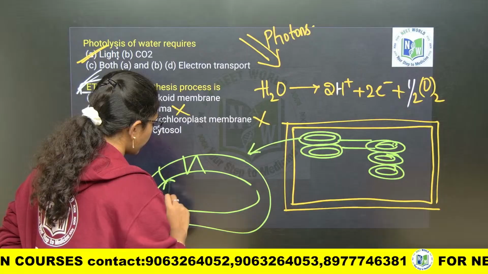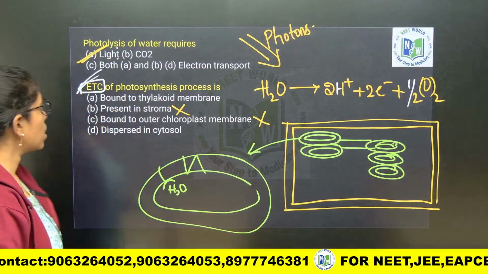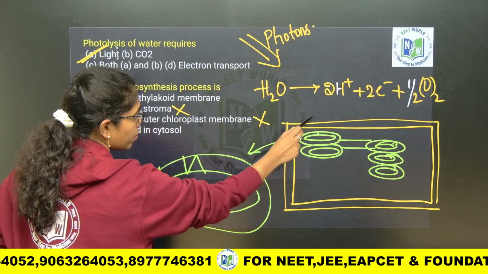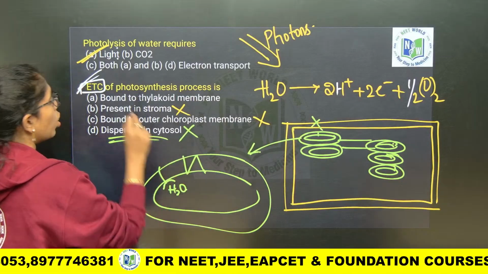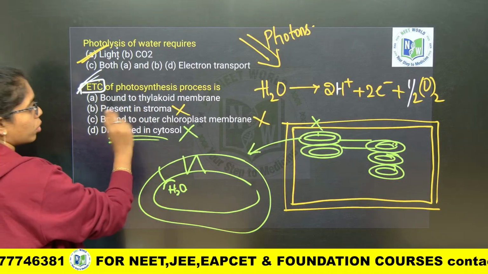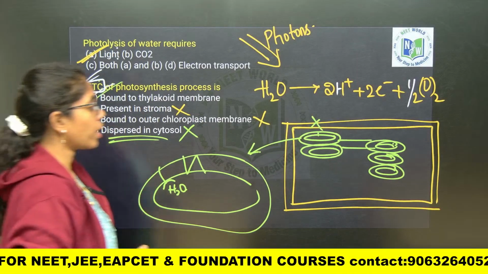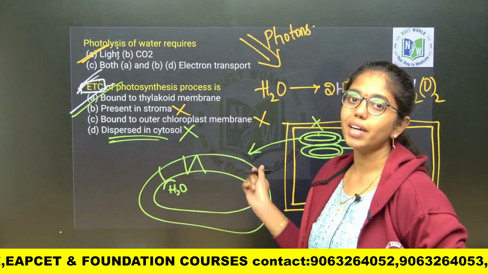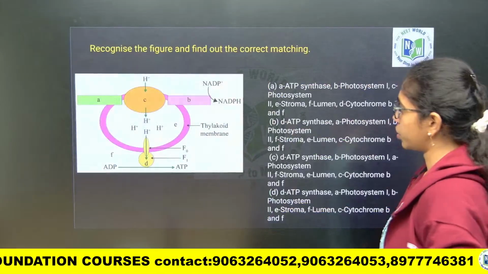Photolysis of water takes place inside the thylakoid membrane. Now, you see, ETS operates where? Inside the thylakoid membrane, not in the chloroplast membrane. Dispersed in cytoplasm, no. So, ETC of photosynthesis is bound to the thylakoid membrane only. Whenever you are not getting any question, convert that question into a diagram point of view, you can easily answer. Okay? Next question.